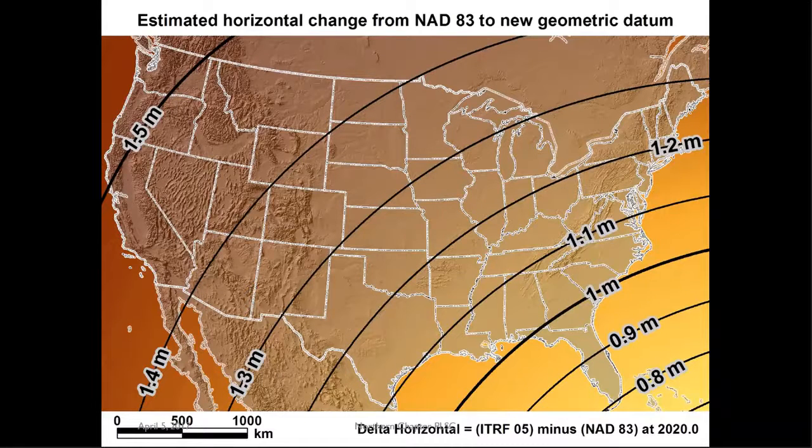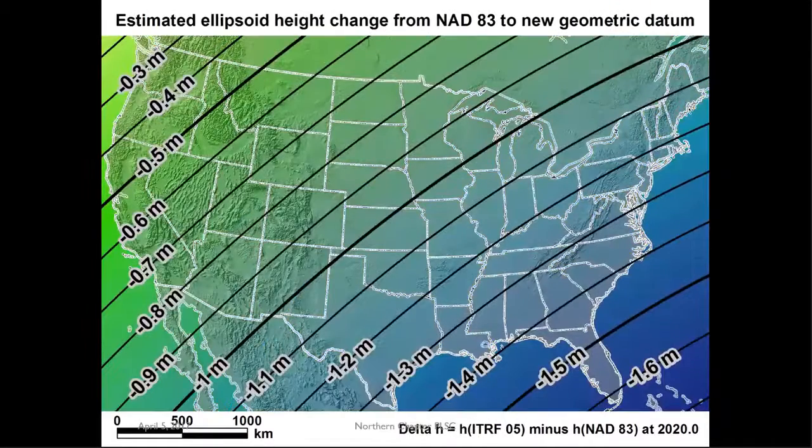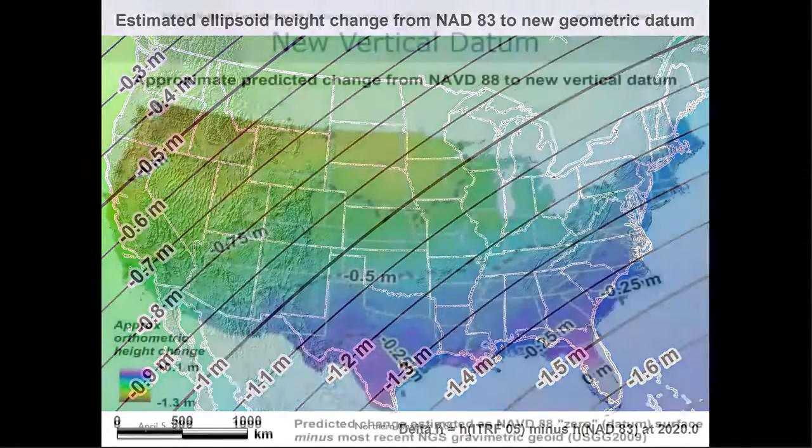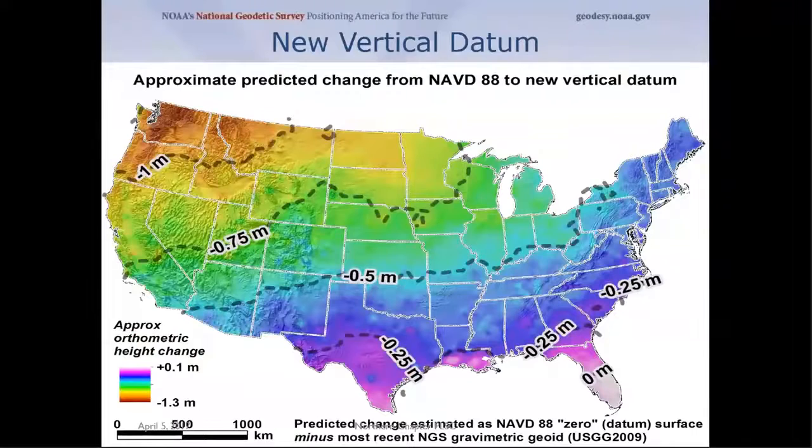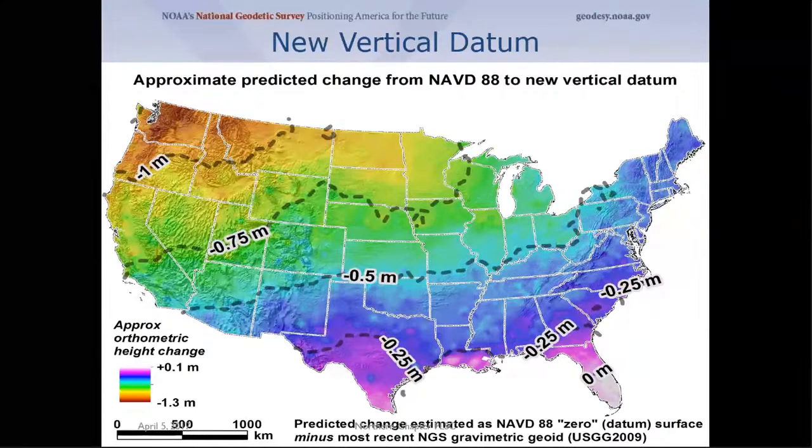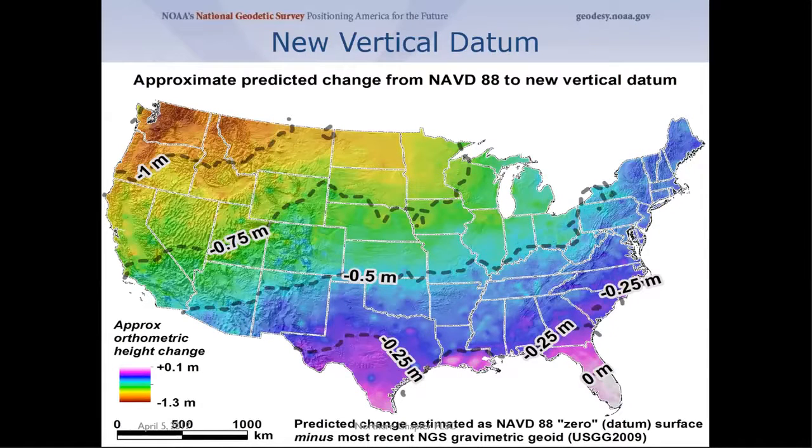So horizontally, you can see here in North Carolina, we're approximately from the datum change horizontally about 1 meter. Ellipsoid height approximately 1.35 meters. And vertically approximately 0.25 meters, approximately 1 foot. And I think the vertical datum change will be more questions asked by the public because of the impact on things like flood maps. So we'll see probably more questions with the vertical datum.